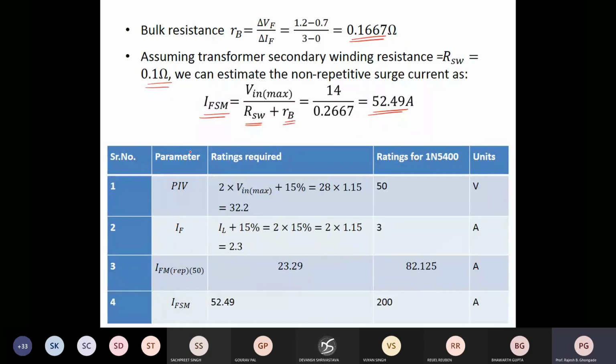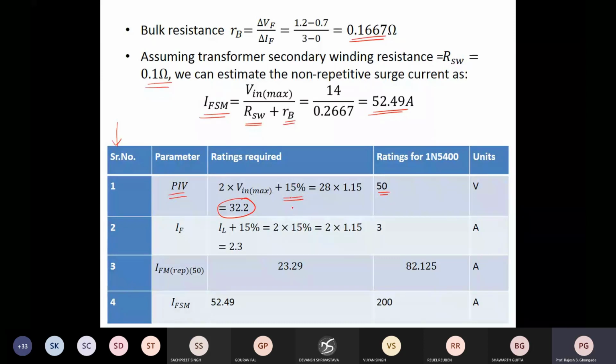So we select the diode and list the ratings down like this in the table. It is a good practice to make a table like this: parameter for the device, required ratings, and actual ratings. So PIV from the data sheet we got as 50. We already found the requirement to be 32.2. Again, remember I have added a factor of safety of 15% here.